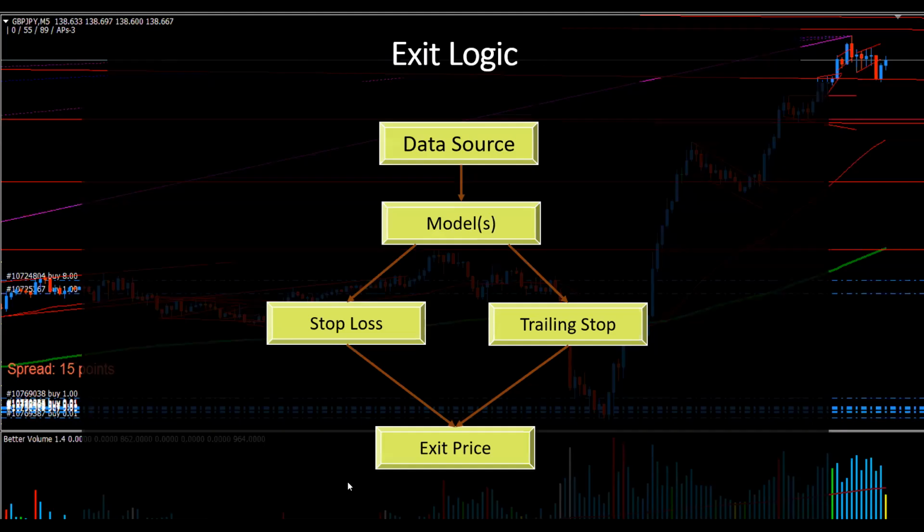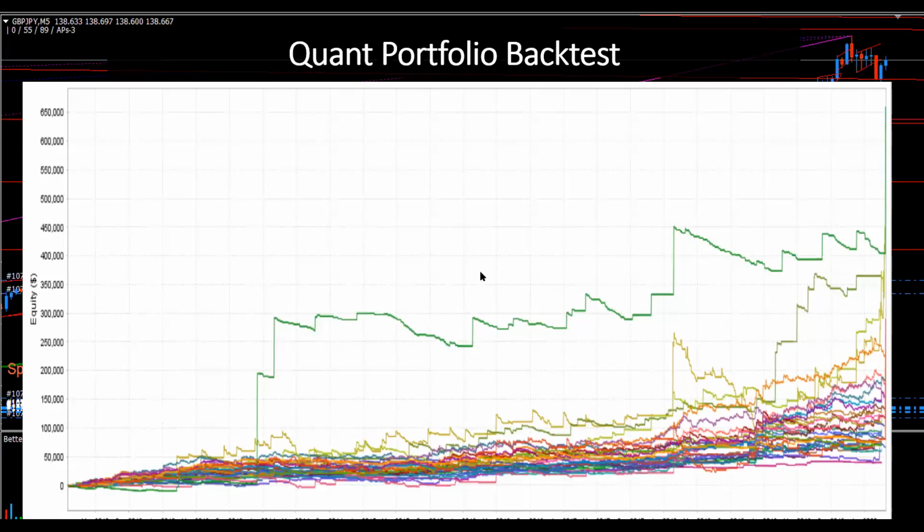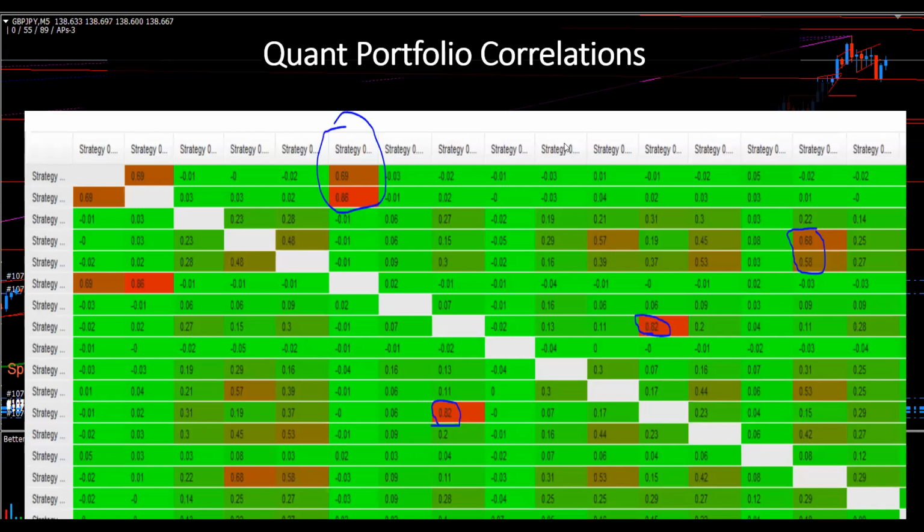So there we've shown how to use a stop loss, and how to use a trailing stop loss to generate an exit price. Here's an example of what happens when you have many quantitative strategies working on the same portfolio. Each line is an individual strategy, and how you can benefit by having many strategies is by identifying strategies that have low correlation. If you look at my portfolio, most strategies are not highly correlated to each other, and that provides a lot of diversification advantages.